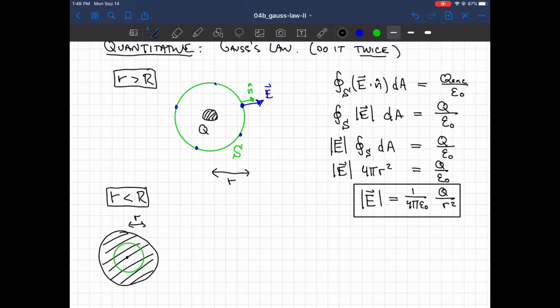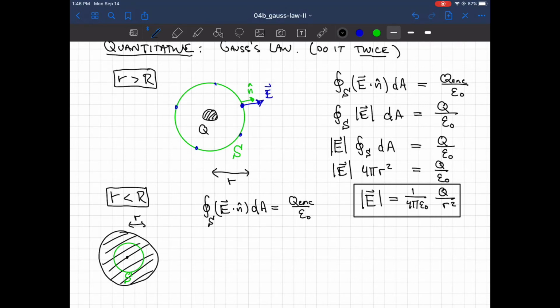So I have r less than the radius of the ball. And we just go through and do Gauss's law again, exactly the same way. So I'll write down Gauss's law, the integral over the surface that I've chosen, again, I should label it, of the electric field dotted with a normal vector on the surface, multiplied by the area element, and that's equal to the Q enclosed over epsilon naught.